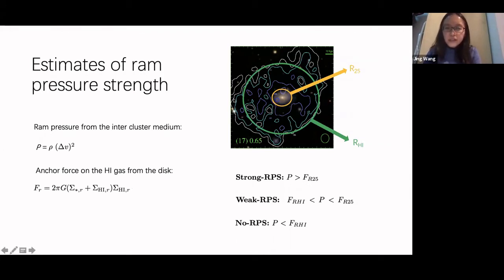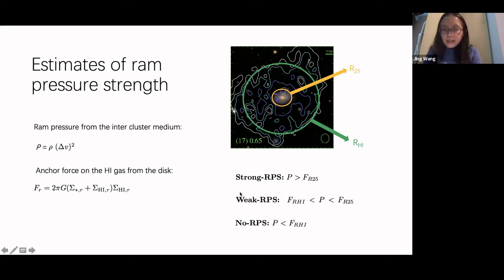So we can consider two characteristic radii here. These surface densities are not the average surface density within a circle. They are the surface density at a certain radius. We studied two characteristic radii here. One is the optical R25. The other is the HI radius. By definition, the HI radius is related to an HI surface density of 1 solar mass per pc squared, right? But now we need to know the HI surface density at R25. We will talk about that later.